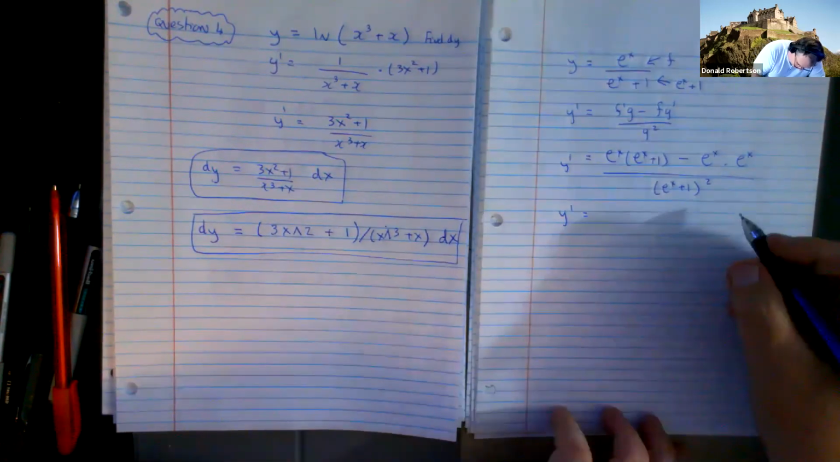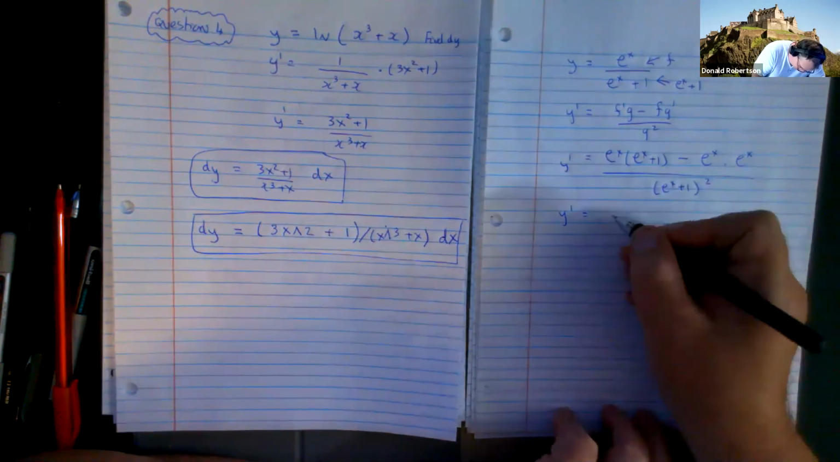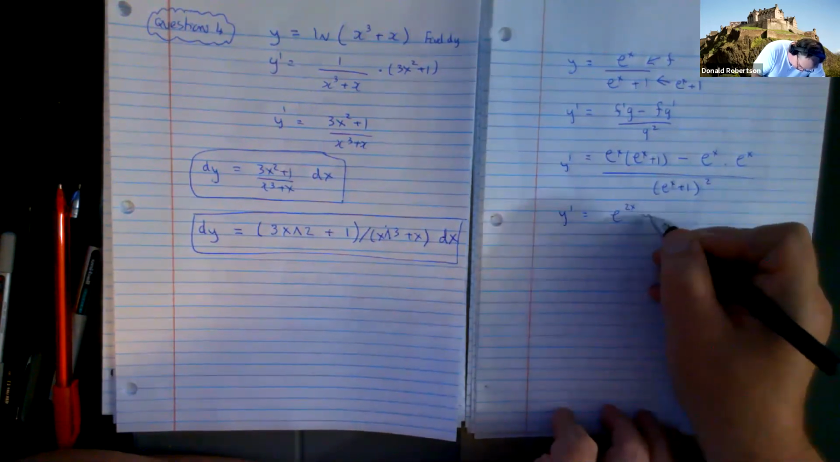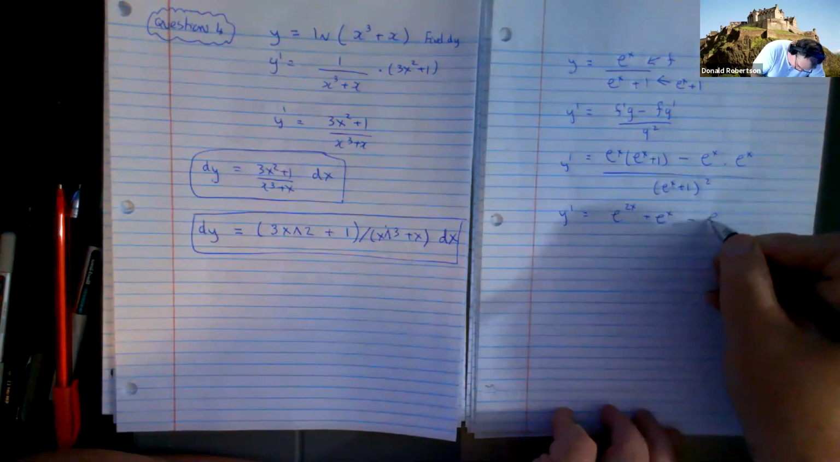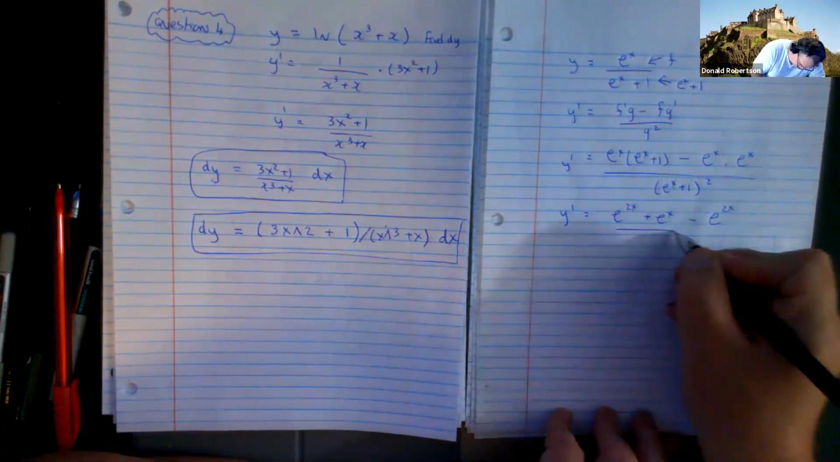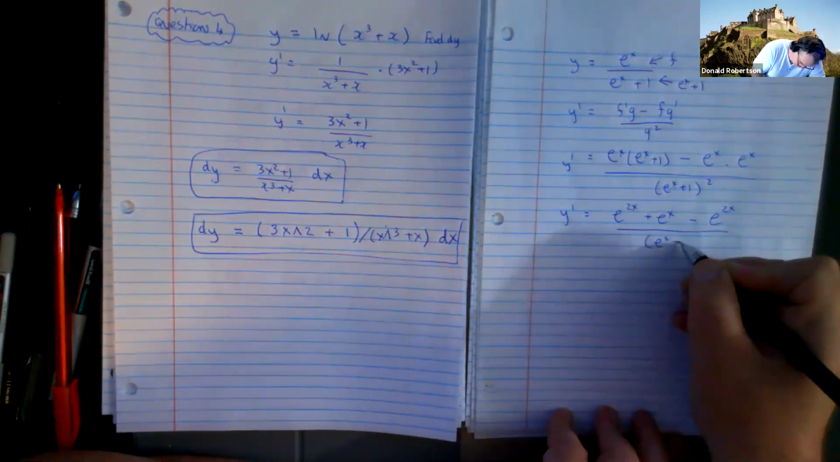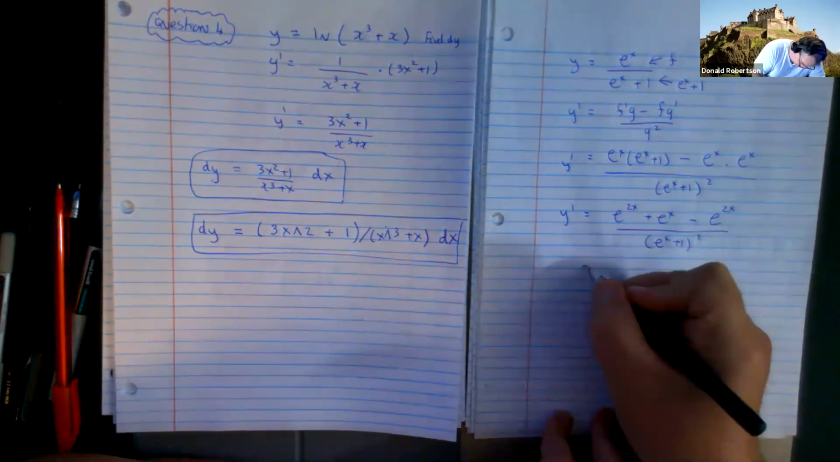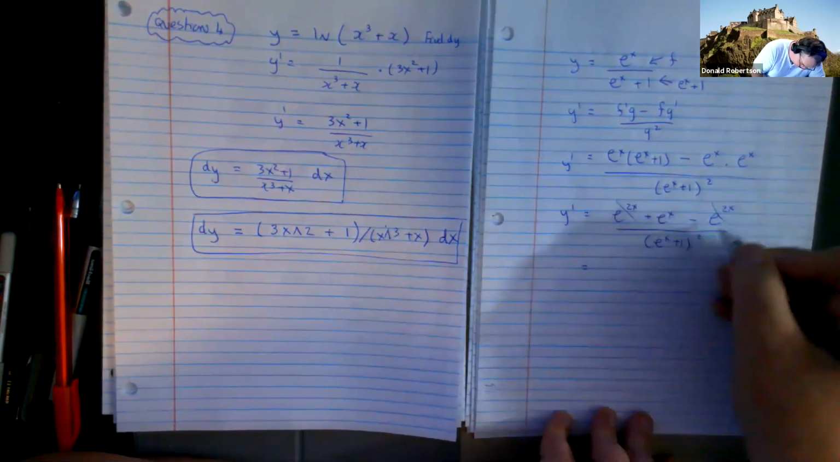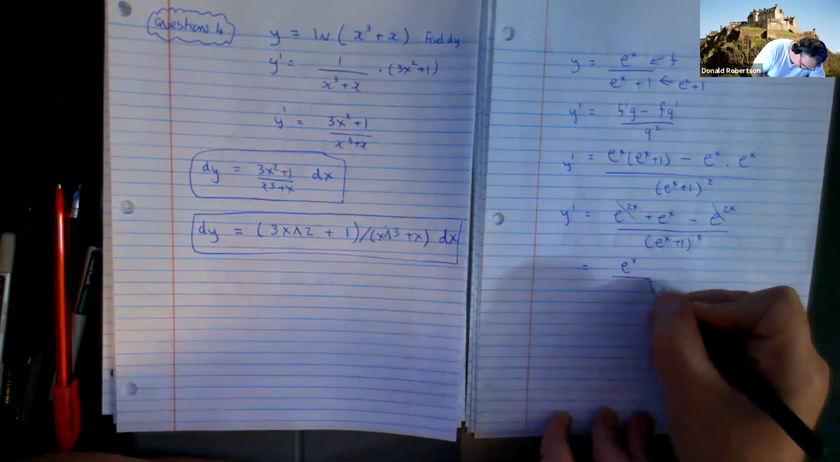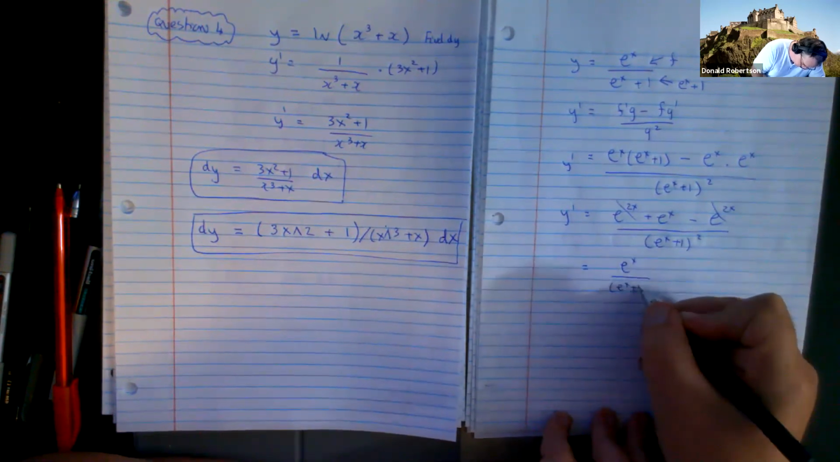Now in this case here, you get e to the 2x plus an e to the x, take away an e to the 2x over e to the x plus 1 squared. They cancel, and you're now left with e to the x over e to the x plus 1 squared.